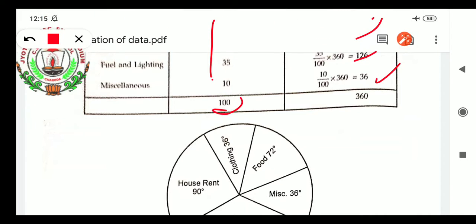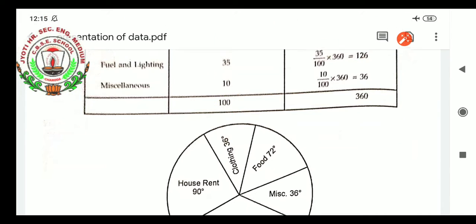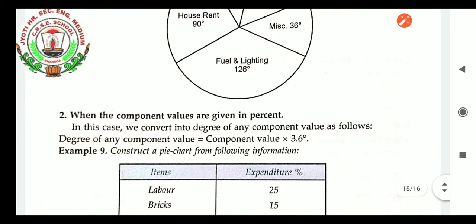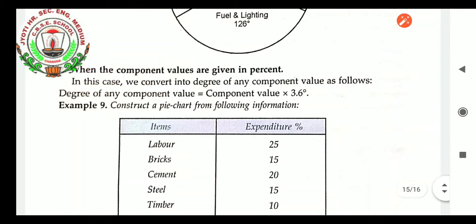So these angles we got, and after getting these angles, students, they have been added up and we got 100. Out of this 100, we will take the 25%, 35%. This way the diagram will be made, it is 360 degrees. When the component values are present in percent, in this case we convert into degrees as follows: degree of any component value equals component value into 3.6 degrees.